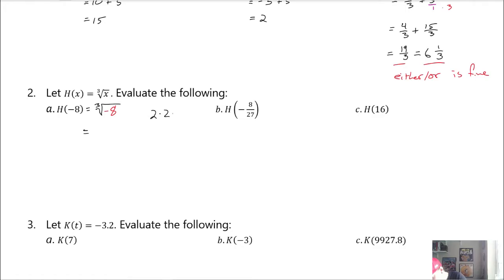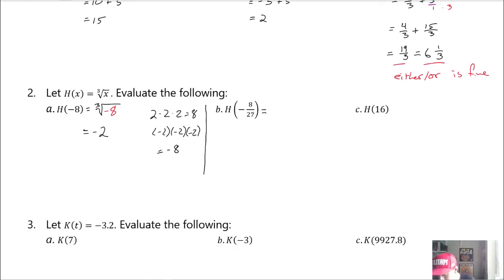2 times 2 times 2 equals positive 8, but we want a negative 8. So I have negative 2 times negative 2 times negative 2. That equals, 3 negatives makes a negative, 8. So the cube root of negative 8 is negative 2. So we can take the cube root of a negative number, even though we can't take the square root of a negative number. And I'm not going to go into that lesson now.